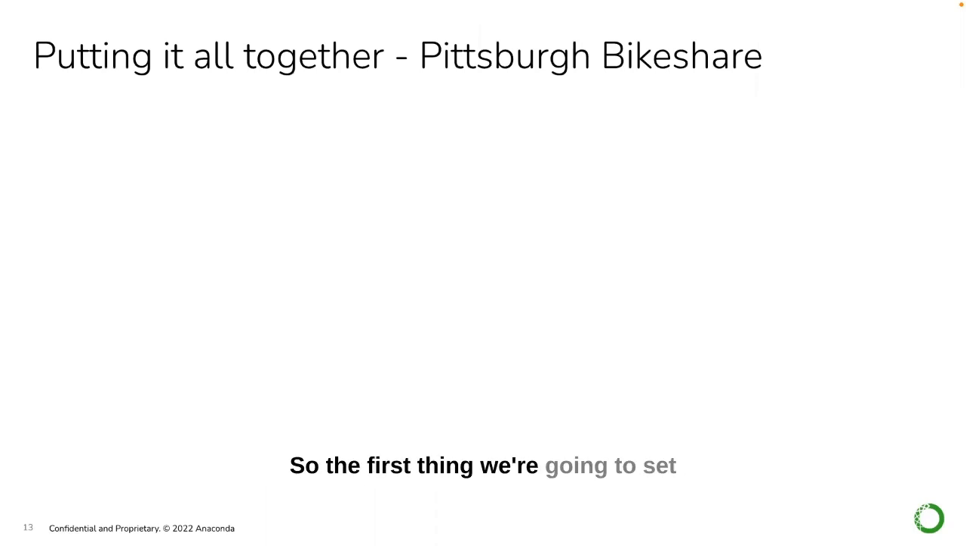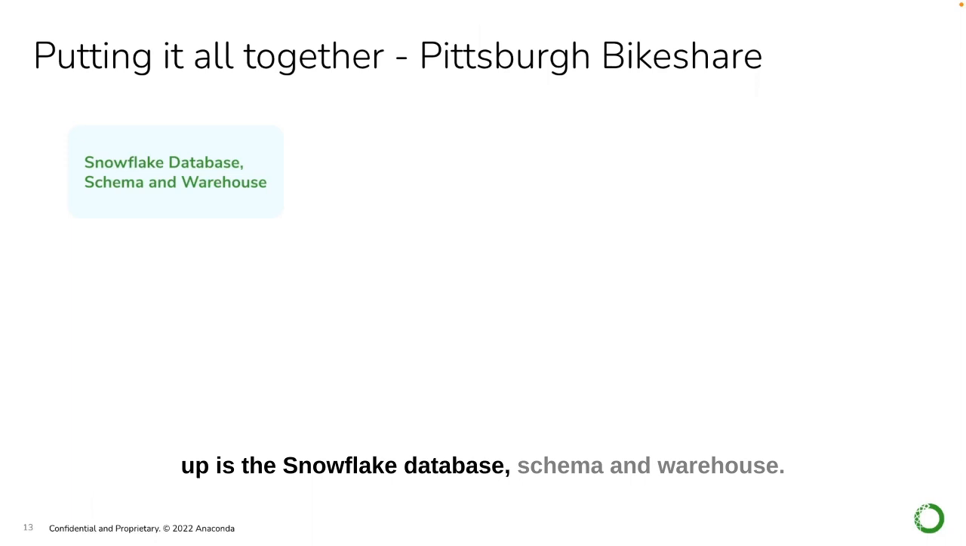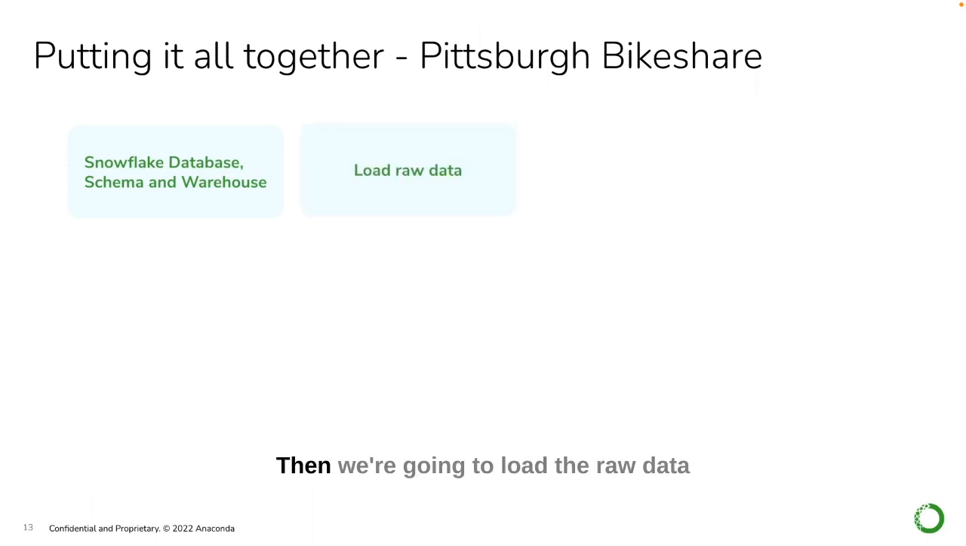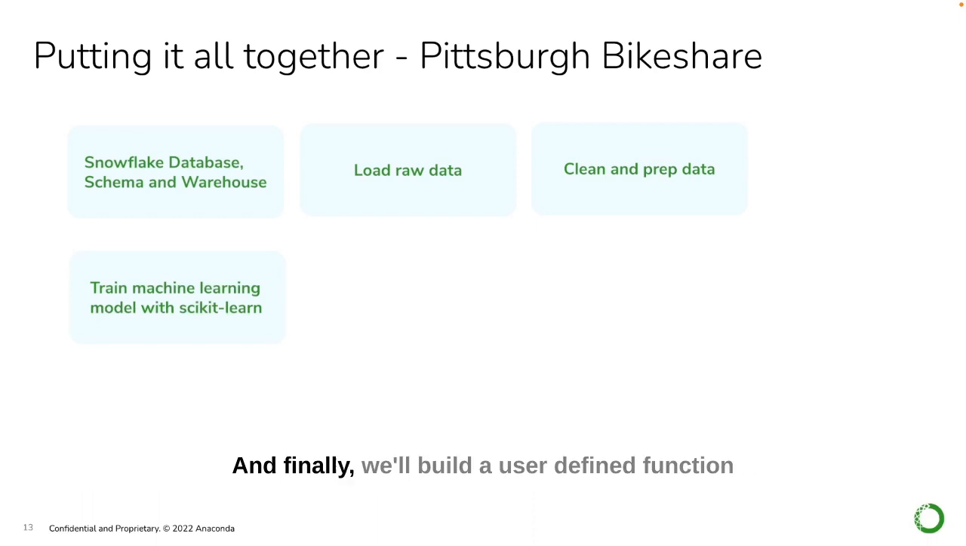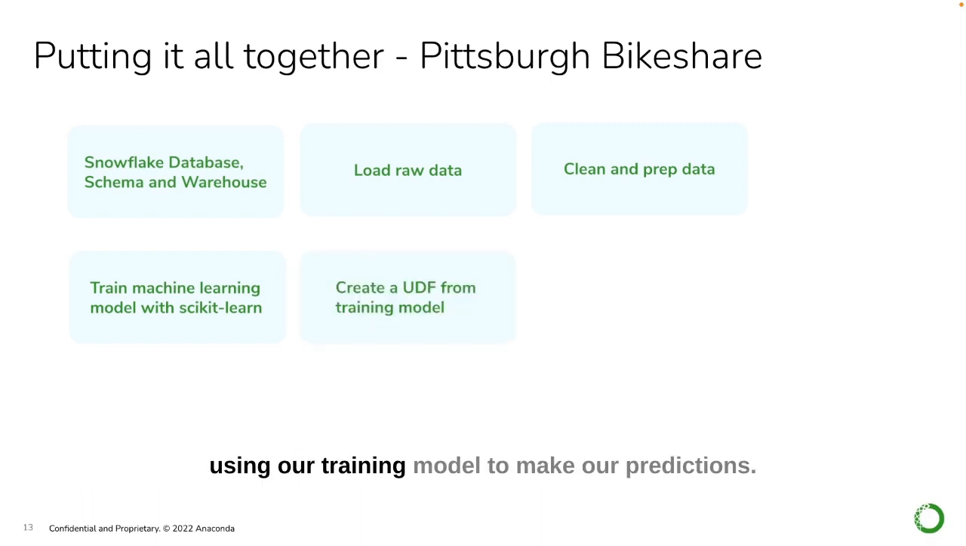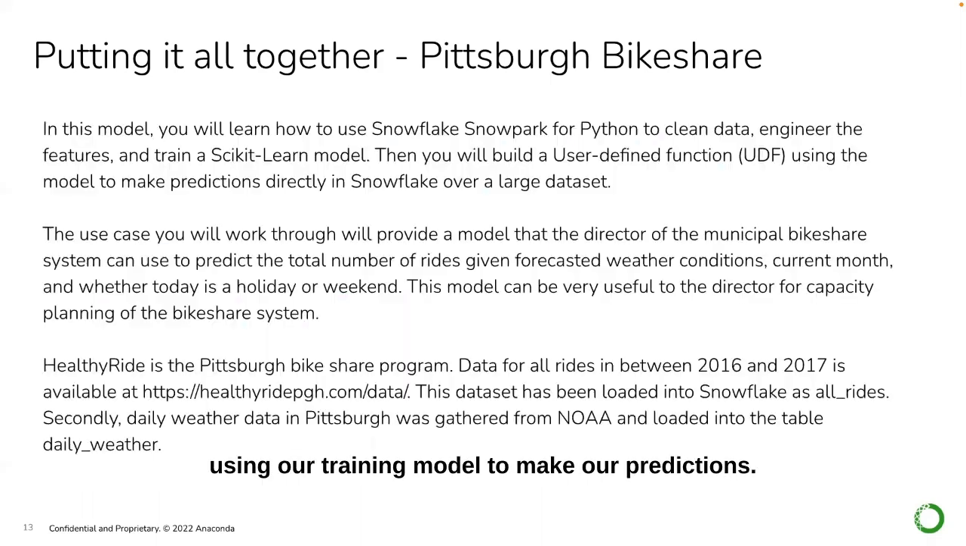Now let's walk through using the model and what you're going to create. The first thing we're going to set up is the Snowflake database, schema, and warehouse. Then we're going to load the raw data from the Pittsburgh Healthy Ride, along with the weather data for Pittsburgh from NOAA. Then we'll clean and prepare the data in order to engineer some features. Next, we'll use scikit-learn to train the model. And finally, we'll build a user-defined function using our trained model to make our predictions.